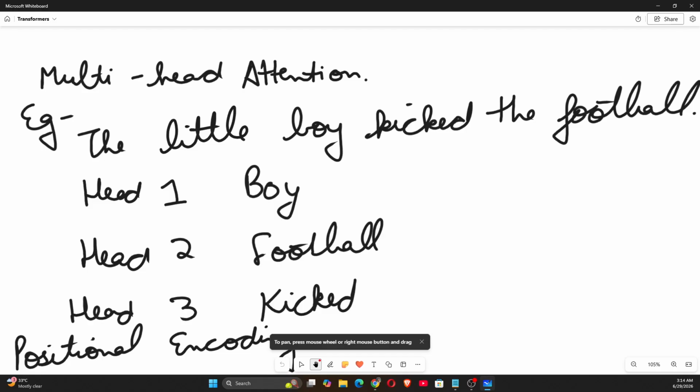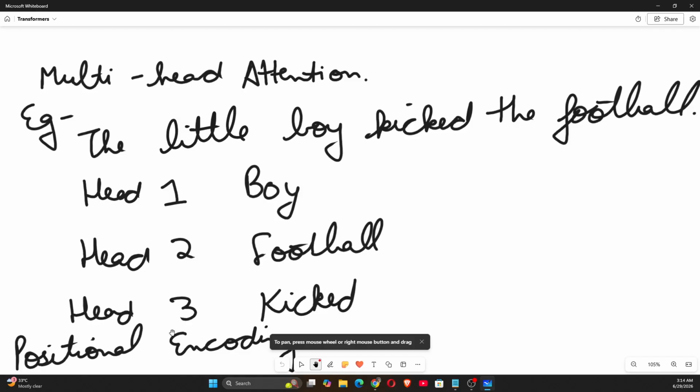Next comes multi-head attention. Instead of one attention, the transformer uses many attentions. Example, take the sentence, the little boy kicked the football. Head 1 focuses on boy, head 2 focuses on football, and head 3 focuses on kicked. All the information is combined. This makes understanding much richer.